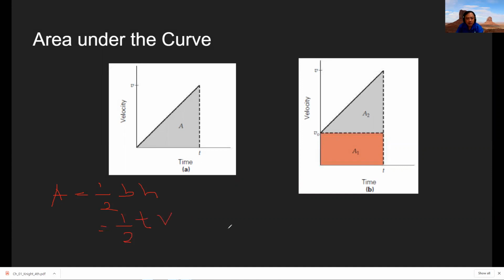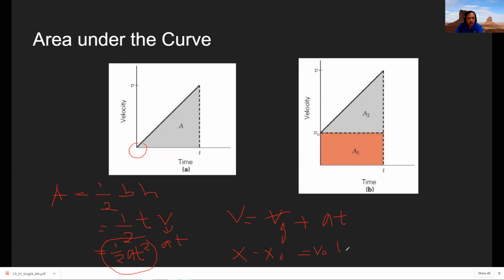So take note that the velocity, from the definition of acceleration, is v naught plus at. But our v naught is 0 because it starts from 0 here. So therefore, we can substitute v here with at. If we change that to at, it will give you 1/2 at squared. And take note, this is part of the equation that we have derived already.